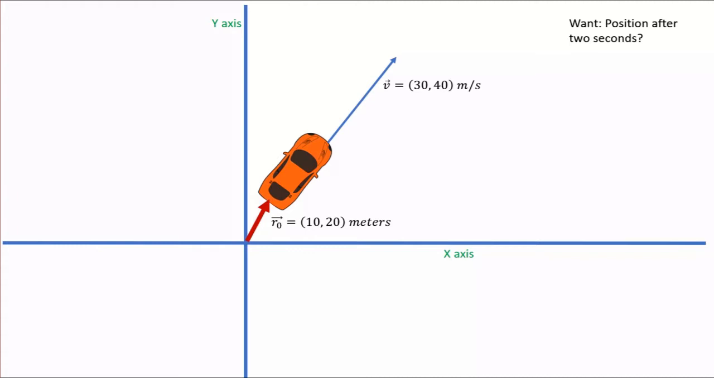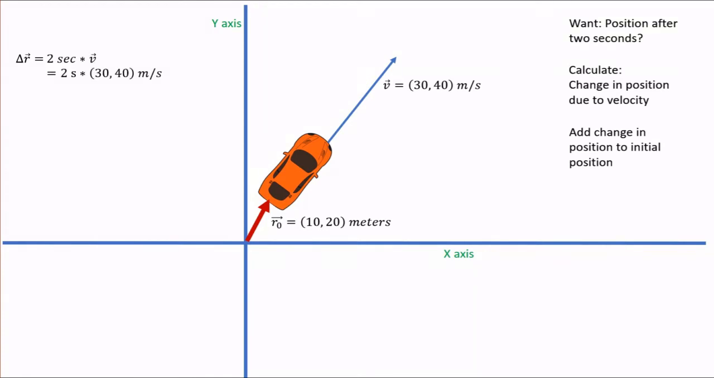So what we want to do is find out how much my position is going to change in 2 seconds because of my velocity, and then we are going to add that to my previous position using vector addition. So first, let's compute what my change in position will be. I denote this with a delta r, which means change in position, since delta means change. To do this, I multiply the 2 seconds by the velocity vector. Well, how does this work?